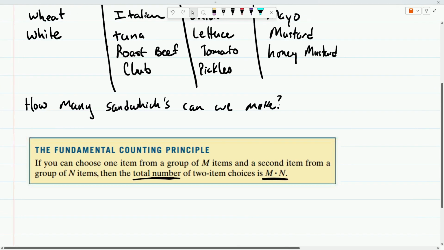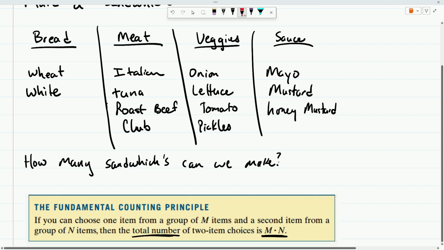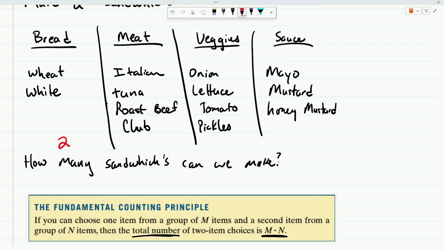Now, if we do that up above, notice here we have two types of bread times 1, 2, 3, 4 types of meat times 1, 2, 3, 4 veggies and 3 sauces. So all we have to do is take 2 times 4 times 4 times 3, and that gives us a total of 96 different sandwiches. And this is how we count. This is how we figure out how many options we have.